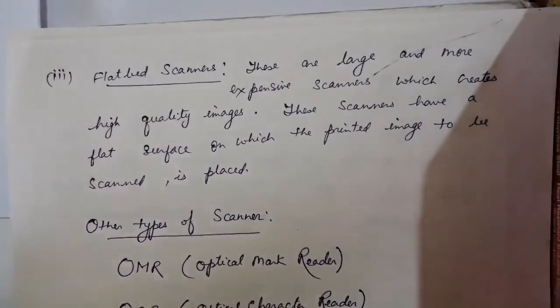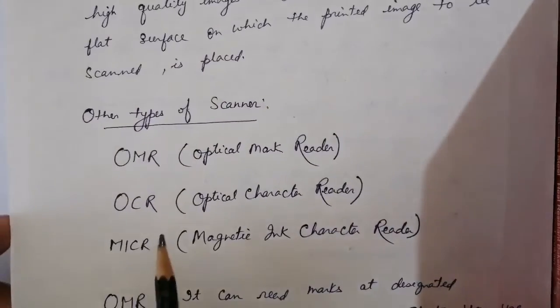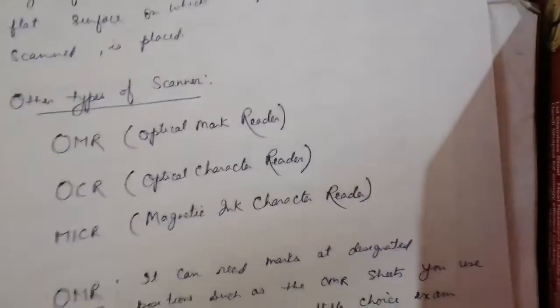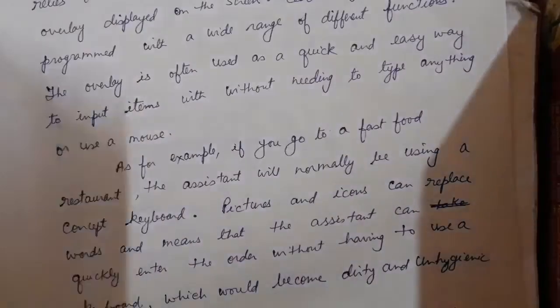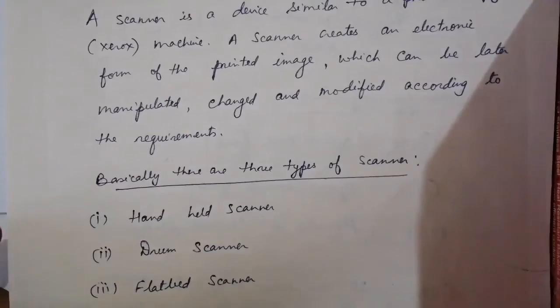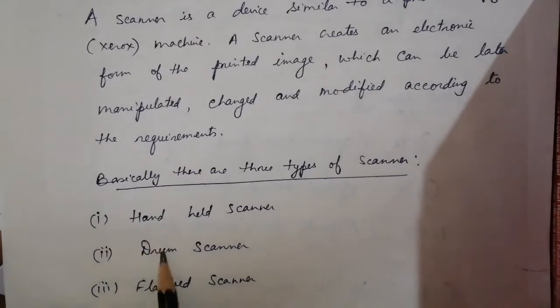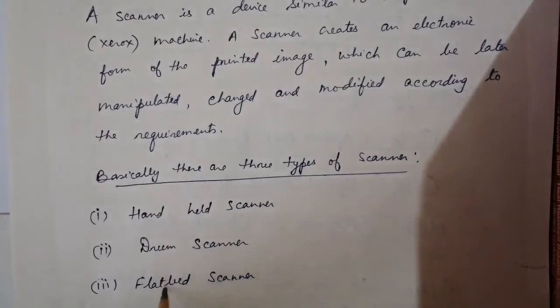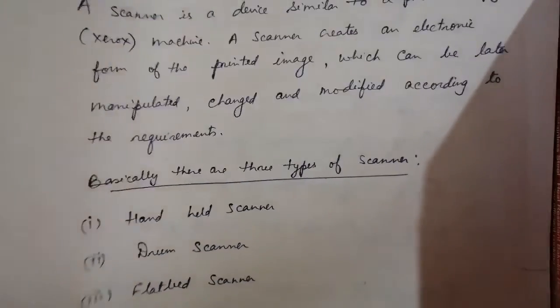So after flatbed scanner, there are other types of scanners also. If it comes that what are the different types of scanner, you must write and mention handheld scanner. Don't get confused. Whenever it comes that types of scanner, you must write these three types, which are given in your book and in the notes we are providing you: handheld scanner, drum scanner, and flatbed scanner.